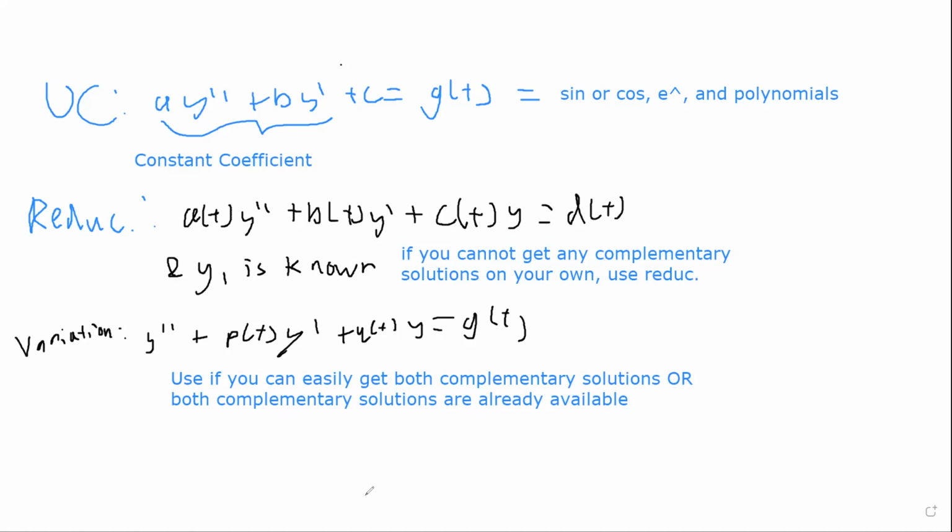So if she asks you to do reduction of order and you don't have any complementary solutions, find them. And if she asks you to do variation of parameters and you don't have any complementary solutions, find them, because you can't not, or she would be a bad teacher, but she wouldn't really do that. Yeah, it wouldn't make sense for her to do that.